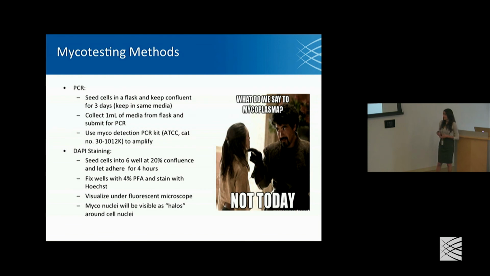And for DAPI staining, what you'd want to do is seed cells into a 6-well at 20% confluence and let them adhere for 4 hours. You'd want to fix the cells with 4% paraformaldehyde and stain with a dye. And then you'd want to visualize under a fluorescent microscope. The micronuclei will appear as halos around your cell nuclei.